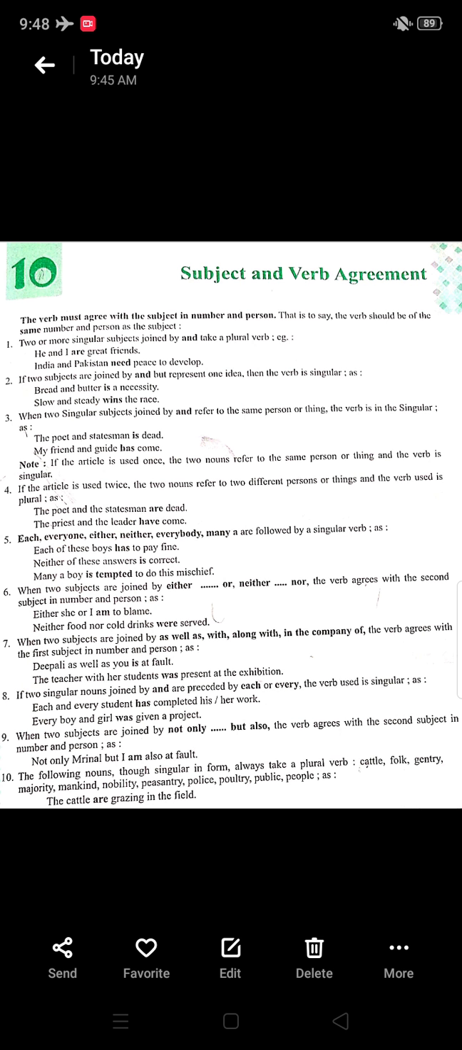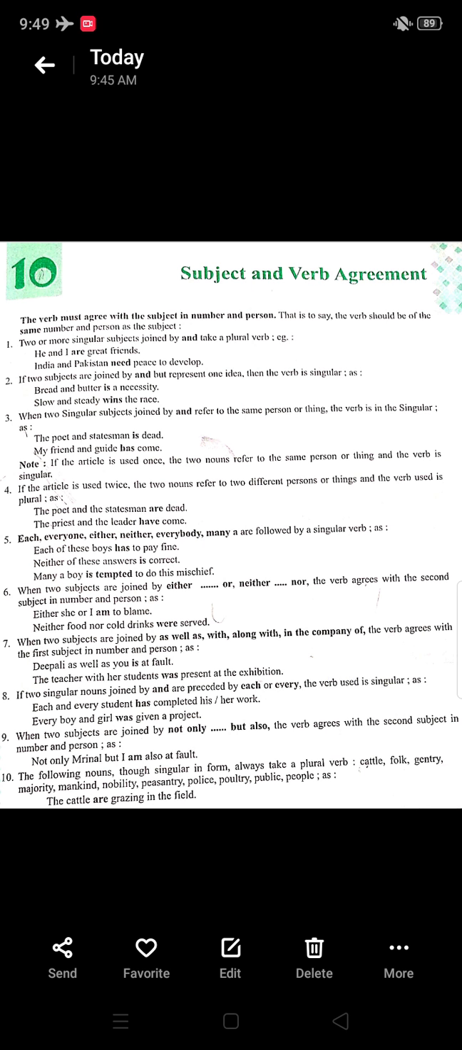The third rule is: when two singular subjects joined by "and" refer to the same person or thing, the verb is in singular form. If I am taking two singular subjects joined by "and", but they both represent the same person or thing we are talking of in the sentence, then the verb is used in singular form. Example: My friend and guide has come.